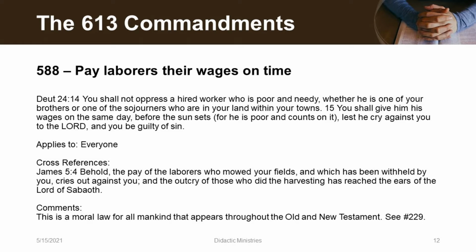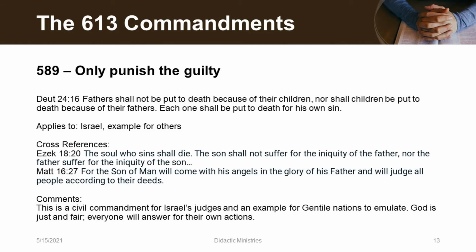Today, we have implemented laws that require employers to pay their employees on a regular schedule, and if they do not pay, they can be taken to court. So in many ways, we have implemented Torah principles in our modern law codes. Commandment 589, only punish the guilty. Deuteronomy 24, verse 16 says, "Fathers shall not be put to death because of their children, nor shall children be put to death because of their fathers. Each one shall be put to death for his own sin."